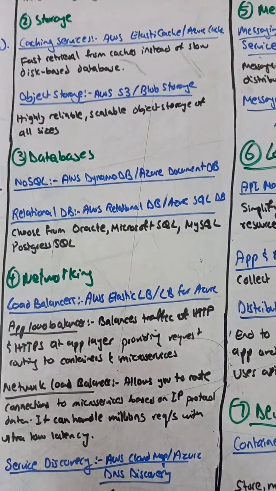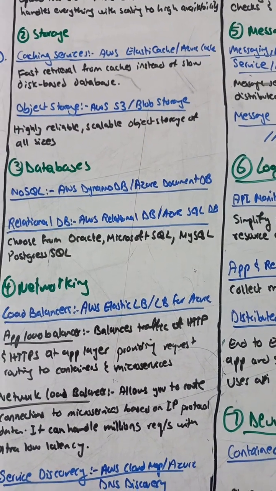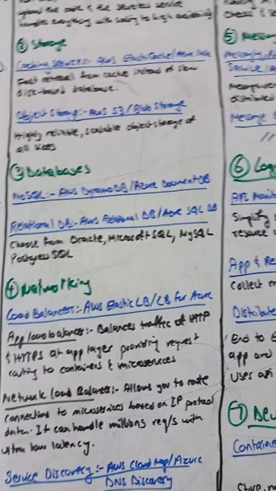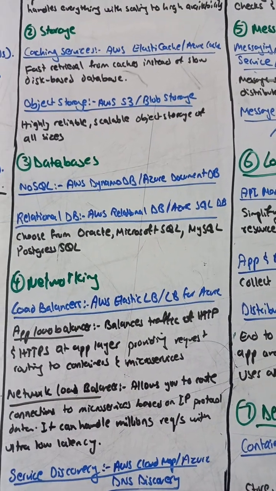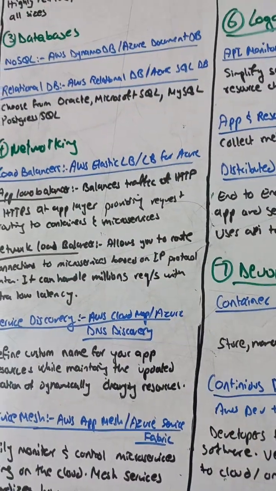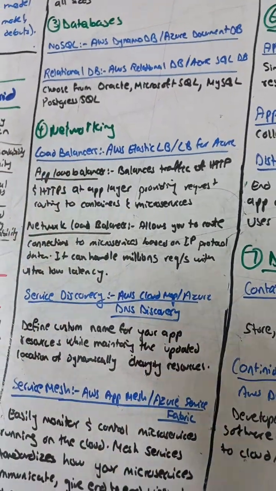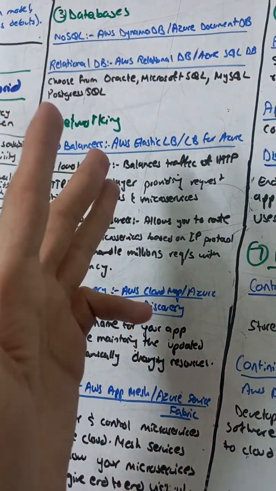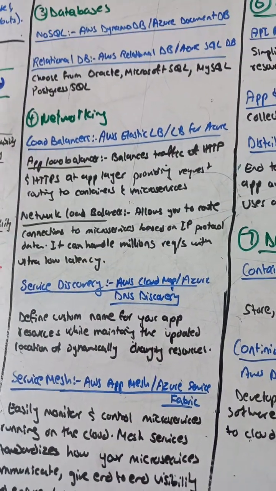For database, NoSQL, that's going to be AWS DynamoDB. Azure is going to be DocumentDB. For relational database, it's going to be AWS relational database, and Azure is going to be SQL Database. Networking is going to be AWS Elastic Load Balancer, which is at application level and network level. So for the containers and microservices, HTTP and HTTPS requests at the app layer go to the application load balancer, and for network, there's going to be the network load balancer.